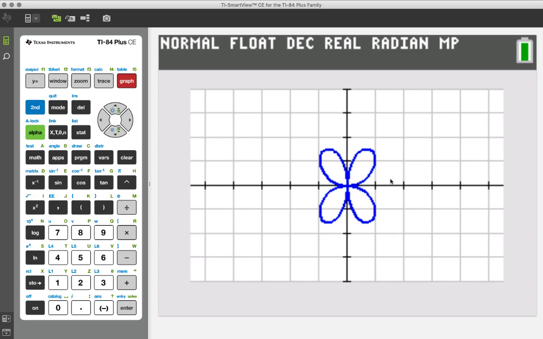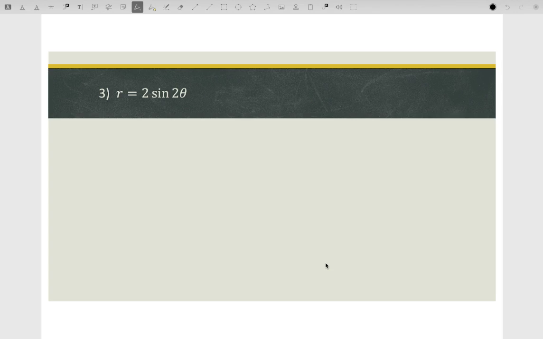So for this, we do want to use 0 to 2 pi as the limits of integration. So let's find dr d theta that we'll need. Once again, it's a chain rule problem, so we'd have 2 times cosine of 2 theta, then we need to multiply by another 2. So we end up with 4 cosine of 2 theta.